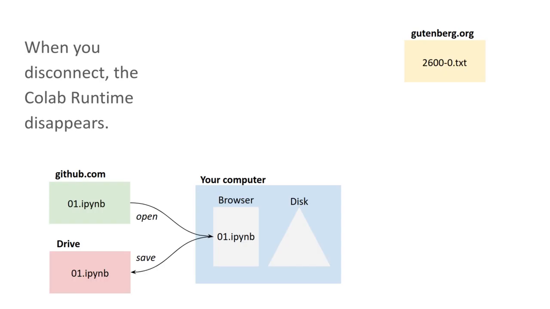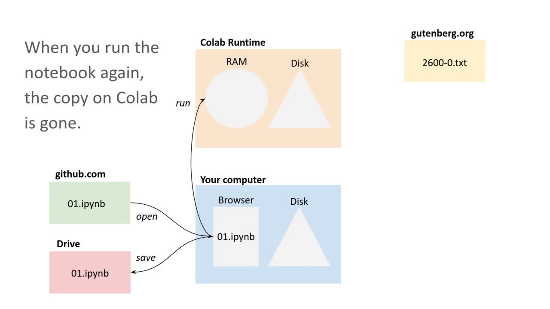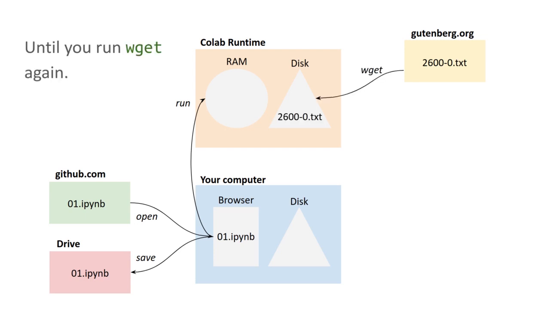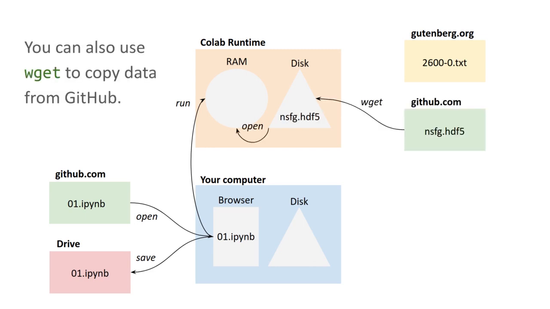When you disconnect, let's say that you leave the notebook idle for a while, the Colab runtime is going to disappear. And when you start it up again, you're going to get a new Colab, but any files that you put into the Colab disk are not going to be there anymore until you run wget again. So you might find when you start up a notebook that you have to run those cells in order to get your data and put it back on the disk. You'll also see some examples where I've put data on GitHub, and you can use wget to pull that data and store it on the Colab disk.